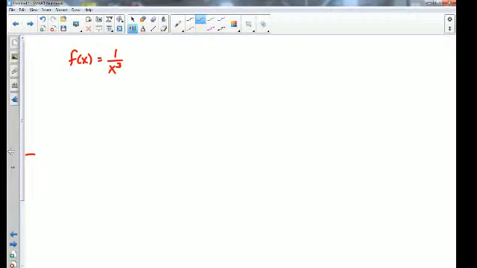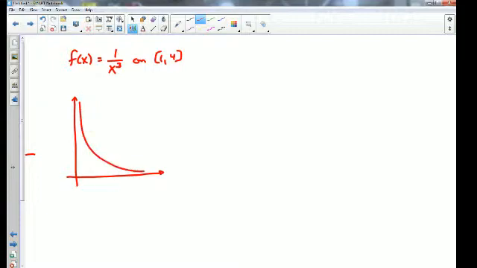Let's look at this function real quick, and let's graph it from 1 to 4. So that's what it looks like. Do we agree this is decreasing? Yes. How are you going to show that? The derivative. Let's work through it.